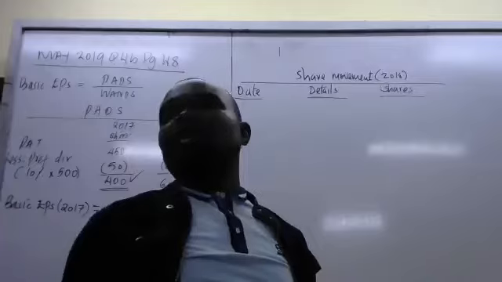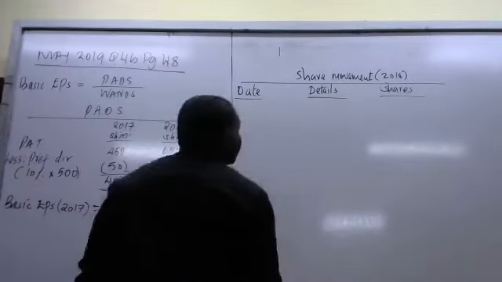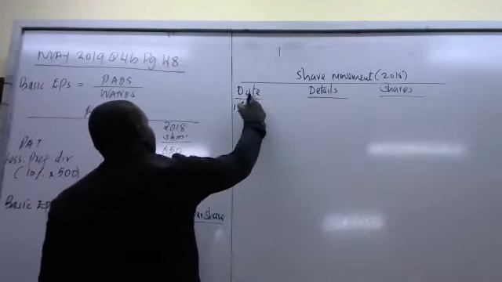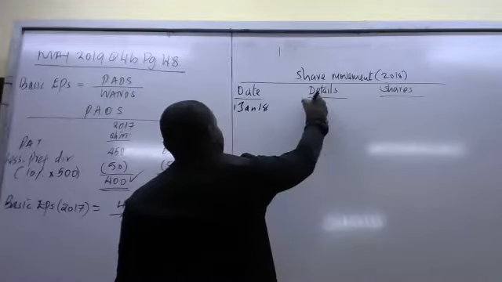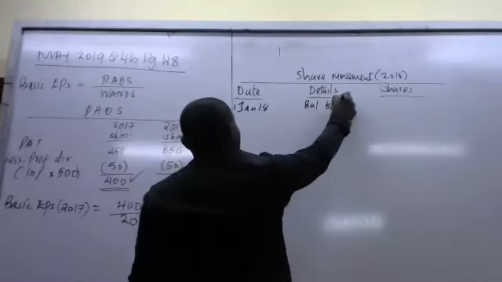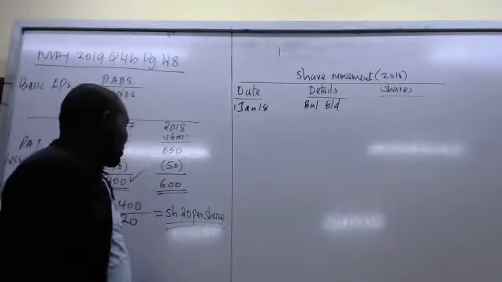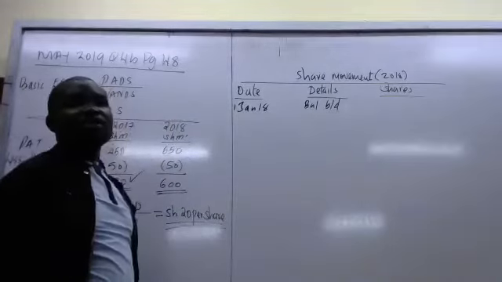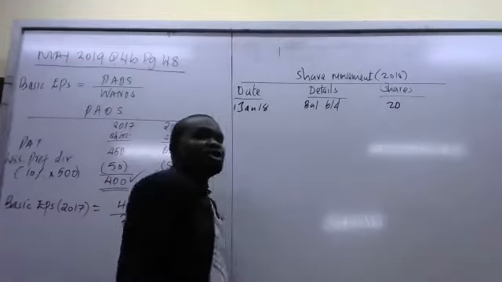All right. So we start from the beginning of 2018. So 1st January 2018, balance brought down. Shares, the ones we closed with last year. How many shares were those? 20. So we closed with 20. That one becomes the brought down.